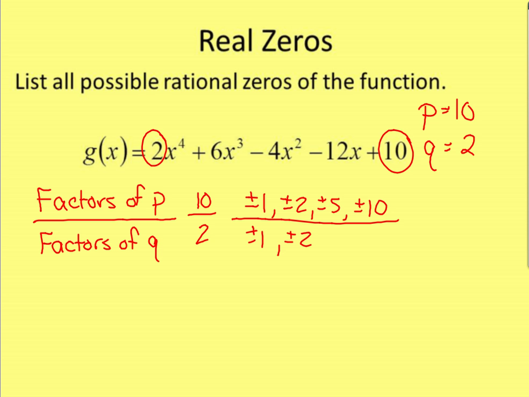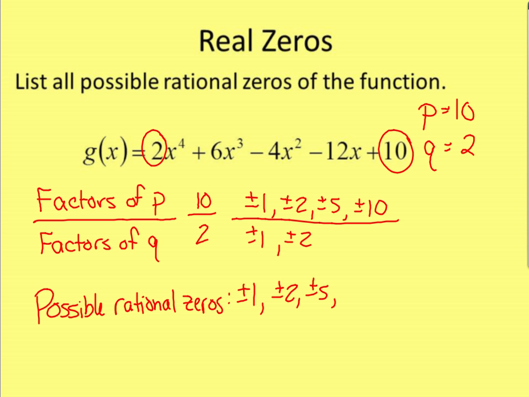So now we're just going to find all the possible rational zeros. So we're going to take all of our factors of p and divide it by plus or minus 1. Then we're going to take all of our factors of p and divide it by plus or minus 2. So we're going to divide everything by anything that's in the denominator. So if we do 1 divided by 1, that's going to give us 1. 2 divided by 1 is 2. 5 divided by 1 is 5. And 10 divided by 1 is 10.